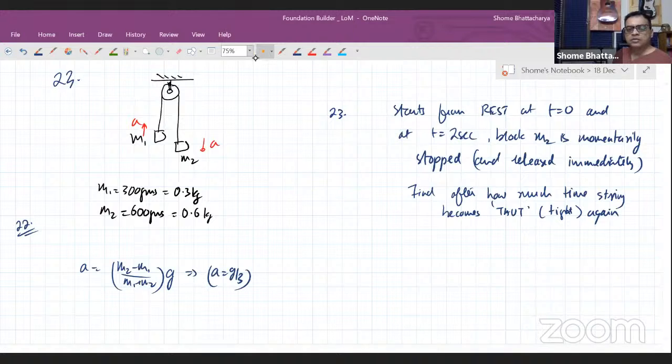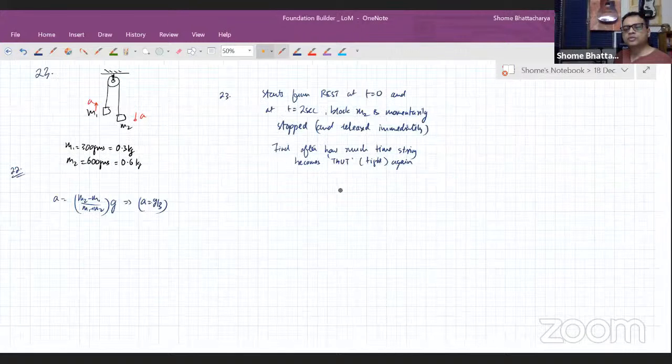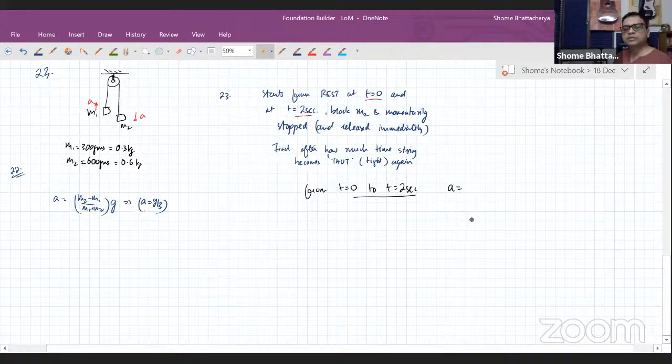So to understand this question, first of all, let's figure out what is happening between this time and this time, 0 and 2 seconds. From t equal to 0 to t equal to 2 seconds, the system has an acceleration of g by 3, or you can write that as 10 by 3 meters per second square. It started with initial velocity 0, so the velocity will become at, or 2g by 3, or 20 by 3 meters per second. Okay, so let's just visualize this whole thing.